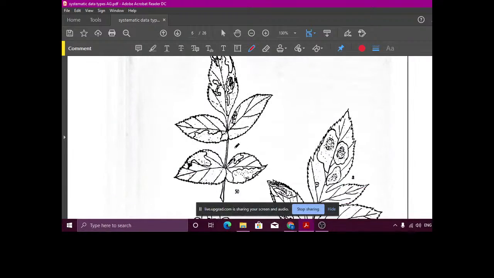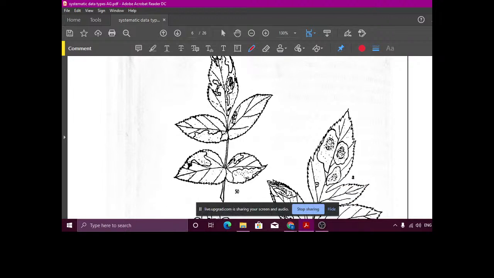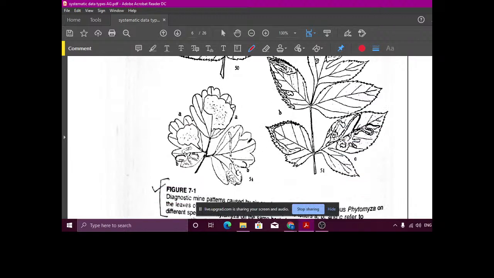For example, this figure you can practice. The holes are different in different leaves. In this leaf you have a different hole. In this leaf you have a different type of hole. In this leaf you have a different type of hole. So on the basis of this, they can be differentiated. So in taxonomy, more than how similar it is, how different it is, that is more important.